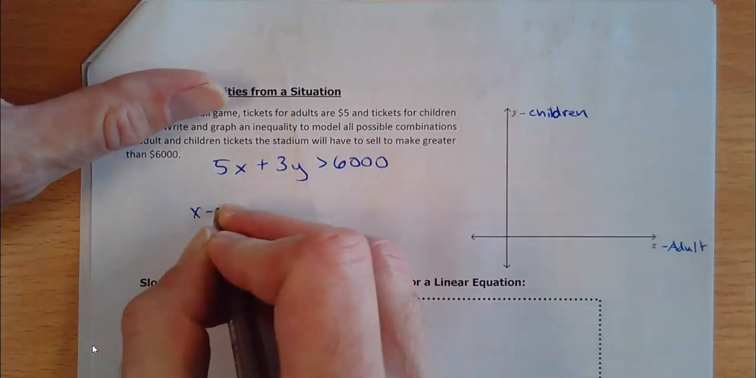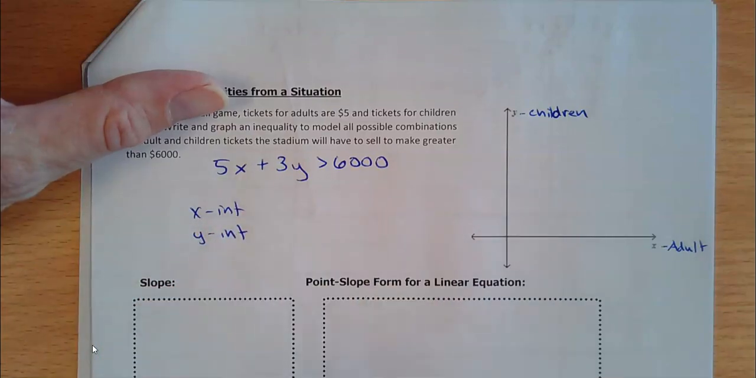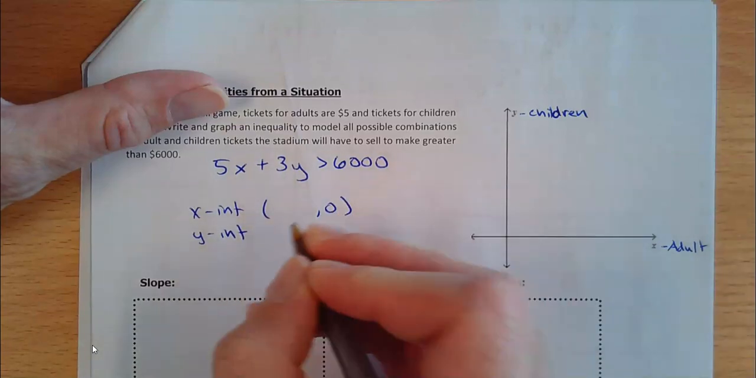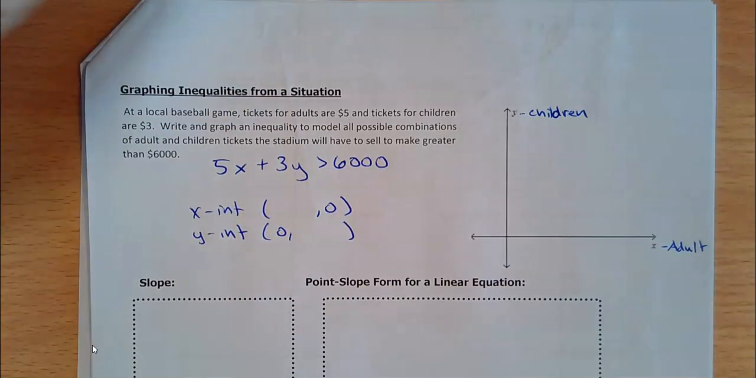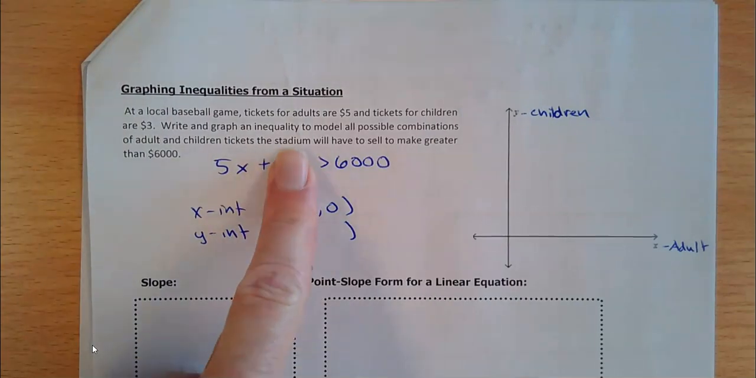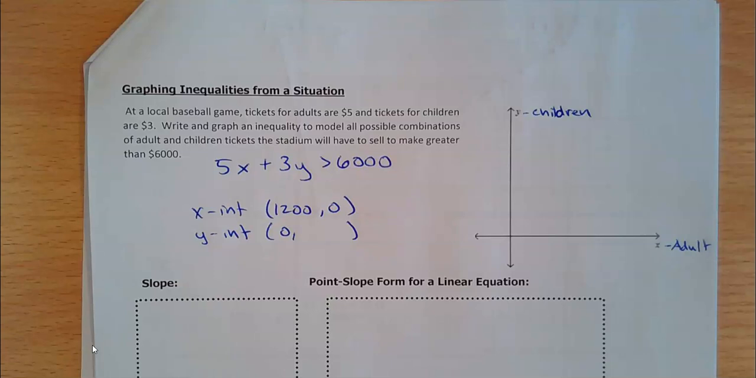So the x-intercept is what I get when I plug 0 in for y. Y-intercept is what I get when I plug 0 in for x. So if I plug 0 in for y, I'm really just covering that one up. I got 6,000 divided by 5. That's 1,200. And then if I want the y-intercept, I'm going to plug 0 in for x. So 6,000 divided by 3 is 2,000.